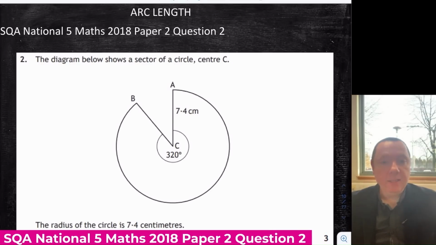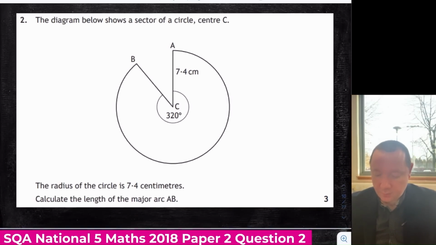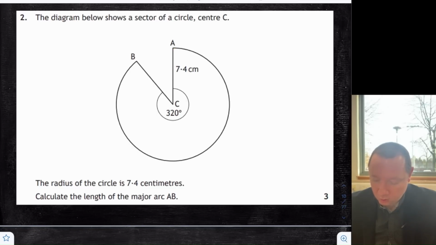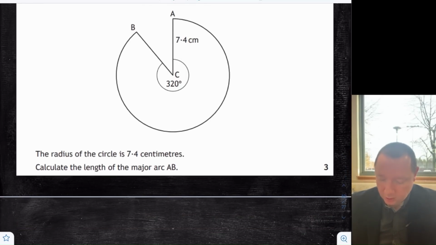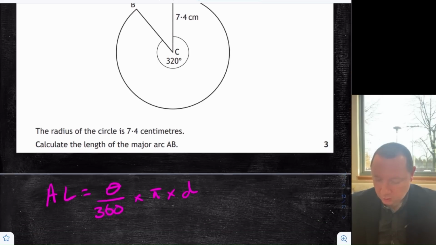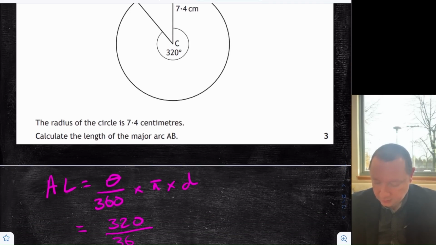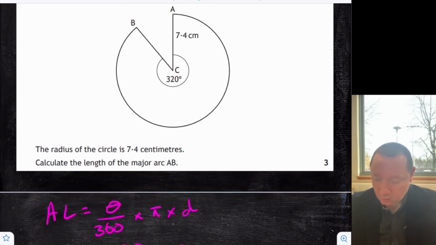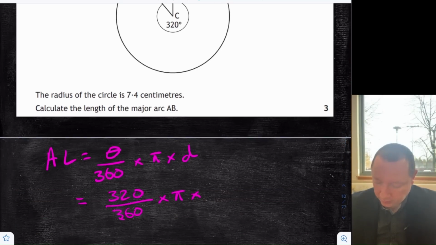SQA National 5 Maths 2018, Paper 2, Question 2 on arc length. The diagram below shows the sector of a circle, centre C. It shows the radius is 7.4, the angle is 320, and it asks us to calculate the length of the arc. So this is a straightforward one. We can just write down arc length equals angle over 360 times pi times diameter. Always write down your formula first. Your angle is 320. We've got that over 360. And we're timesing by pi, and our diameter, well, it's told us 7.4, so we need to double that, so that is 14.8.